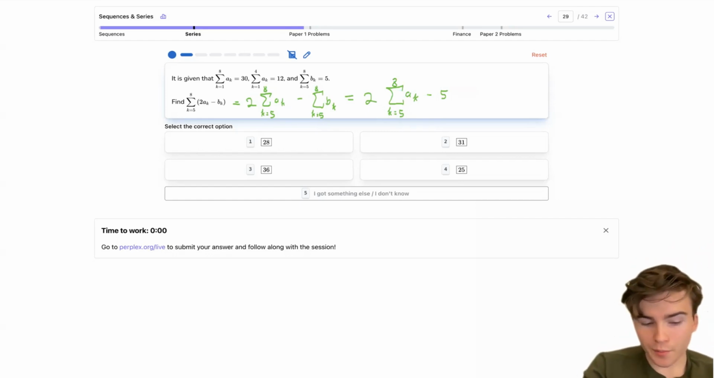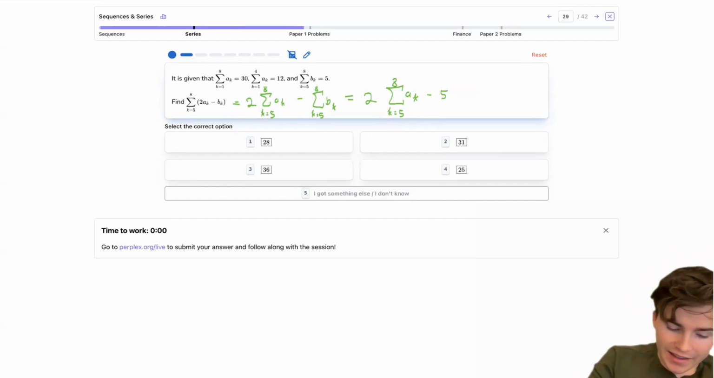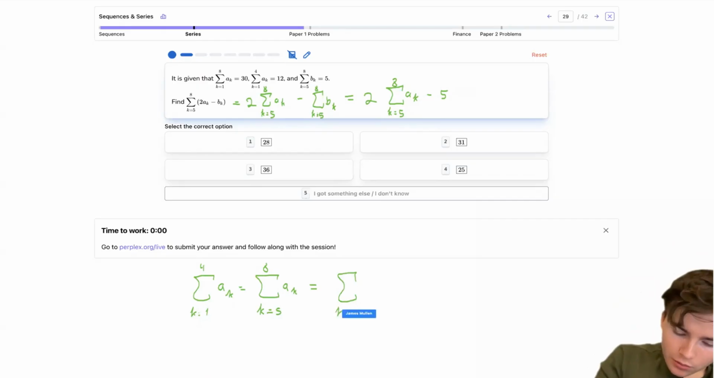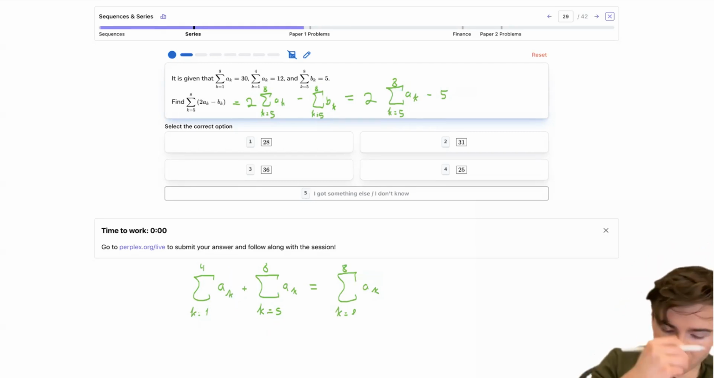And the sum from k is equal to 5 up to 8 is the difference, right? The sum, k is equal to 5 up to 8 of a_k. If I added the sum from k is equal to 1 up to 4 of a_k, then this would all be equal to the sum from k is equal to 1 up to 8 of a_k. And that should not be an equals, that should be a plus, because the 4 lines up with the 5 there. So I sum up to 4, and then I sum from 5 to 8.